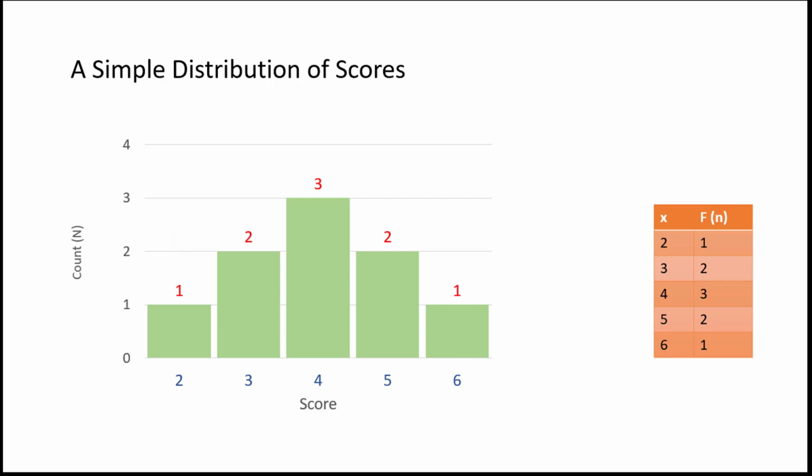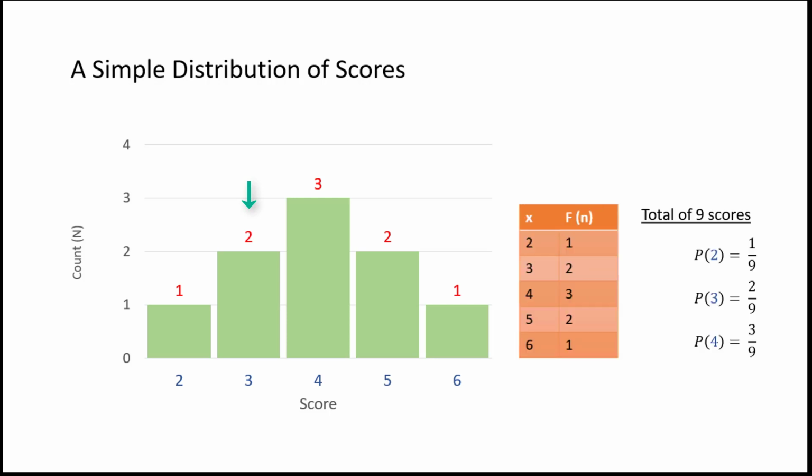What about the probability that a child scored a 3? Well, you can see that there are 2 children who scored a 3, so the probability there would be 2 out of 9. I've illustrated those probabilities over here. You can see that the probability of selecting a child who scored a 4 is 3 out of 9, since there are 3 children who scored a 4, and we have a total of 9 cases, so 3 over 9.